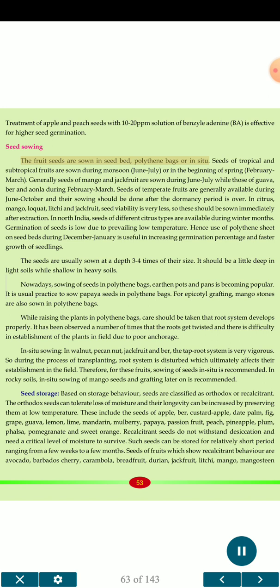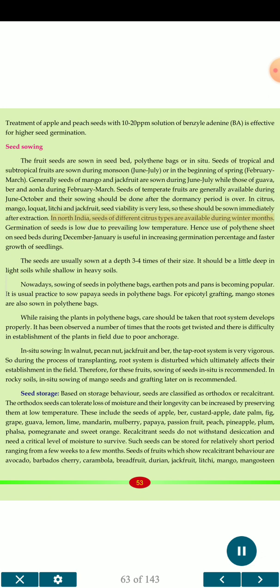The fruit seeds are sown in seedbed, polythene bags or in situ. Seeds of tropical and subtropical fruits are sown during monsoon, June-July, or in the beginning of spring, February-March. Generally seeds of mango and jackfruit are sown during June-July while those of guava, pear and annona during February-March. Seeds of temperate fruits are generally available during June-October and their sowing should be done after the dormancy period is over. In citrus, mango, loquat, lychee and jackfruit, seed viability is very less, so these should be sown immediately after extraction.